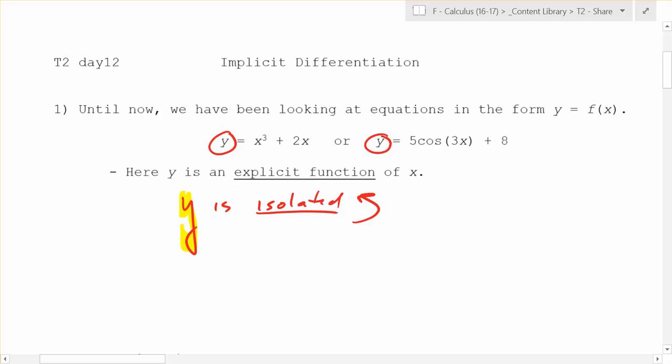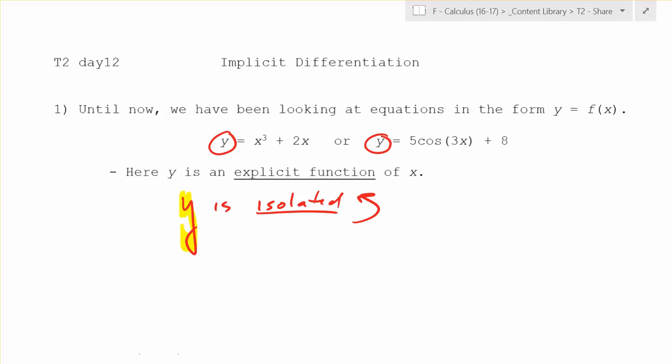How many y's do you see? 1, and it's all alone on one side. If you have it in that form, it is explicit. Here's the thing. Are you always going to be able to isolate y? Are you always going to be able to isolate it easily? No, sometimes it's going to be super, super hard, and sometimes it's just going to be flat out impossible.